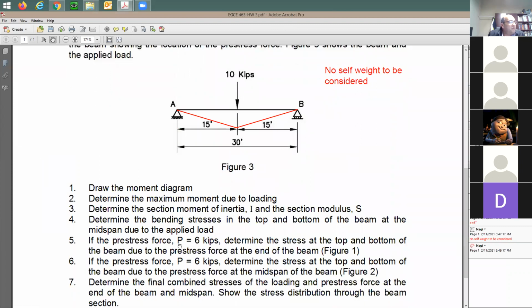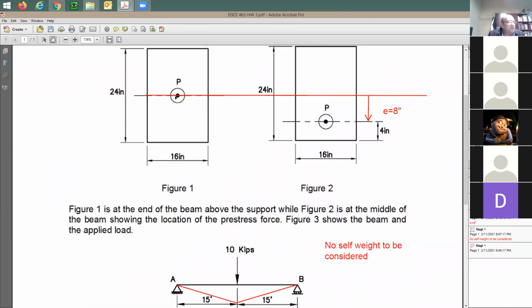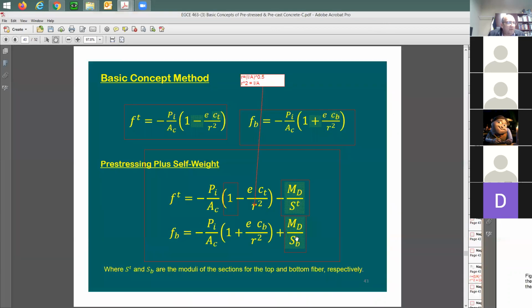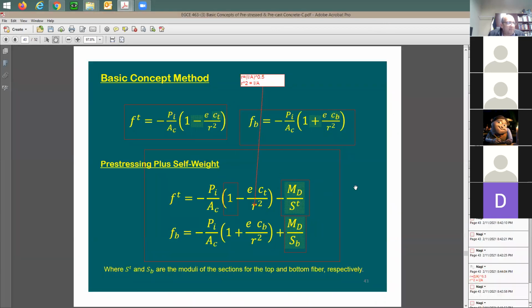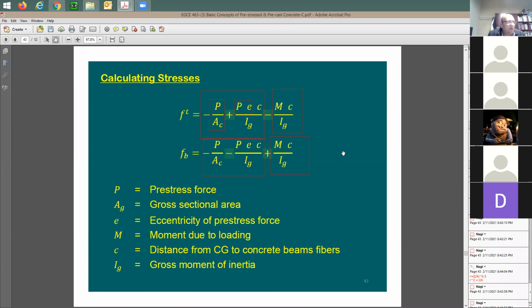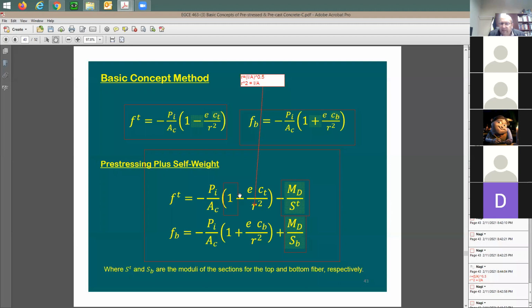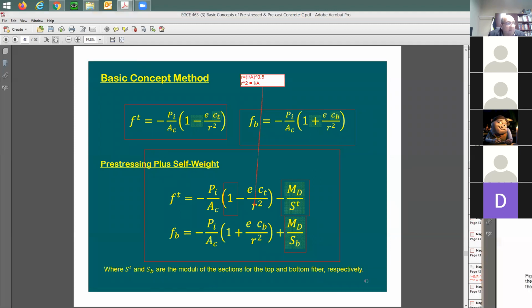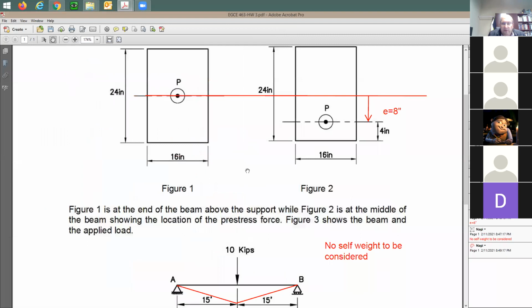And then if the prestress force is 6 kips, determine the stress on the top and the bottom of the beam due to the prestress force at the end of the beam, which means right here. Now put your eccentricity in the equation, right? Put it like this. Use this equation just to make it simple. Or this equation, whichever you like. But when it comes to eccentricity, make it a variable. When the eccentricity is here, eccentricity is going to be equal to what? Someone help me with this. E equals? 0. 0, exactly. And here E equals 8 inches.